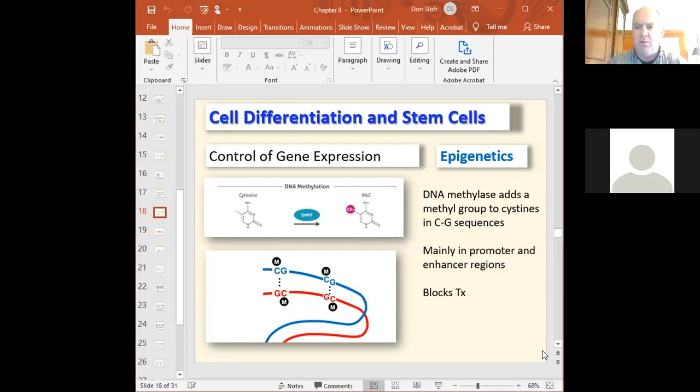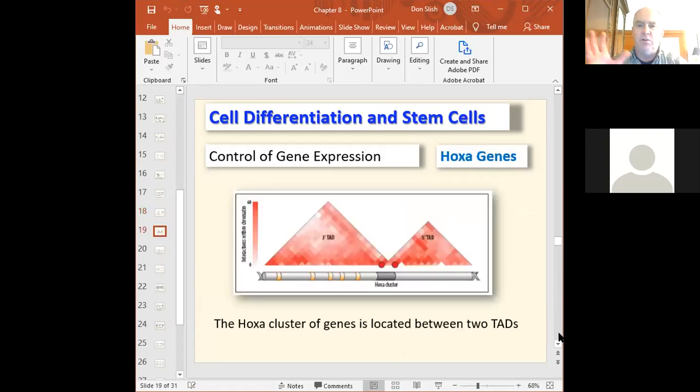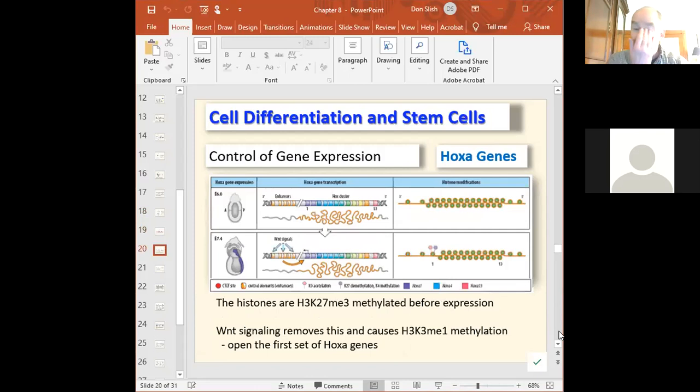Okay, so now an example of how this DNA compression is controlled is in our HOX-A genes, the A cluster of HOX genes, which is kind of right between two TADs. And what happens is when Wnt signaling occurs, when the cell experiences Wnt signaling, that activates genes at the 3' end of the cluster, and that causes, hang on, let me read it to make sure I don't get it wrong.